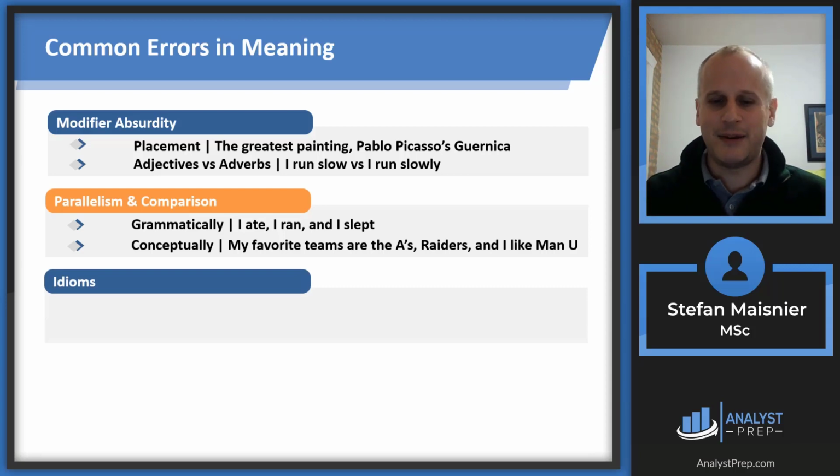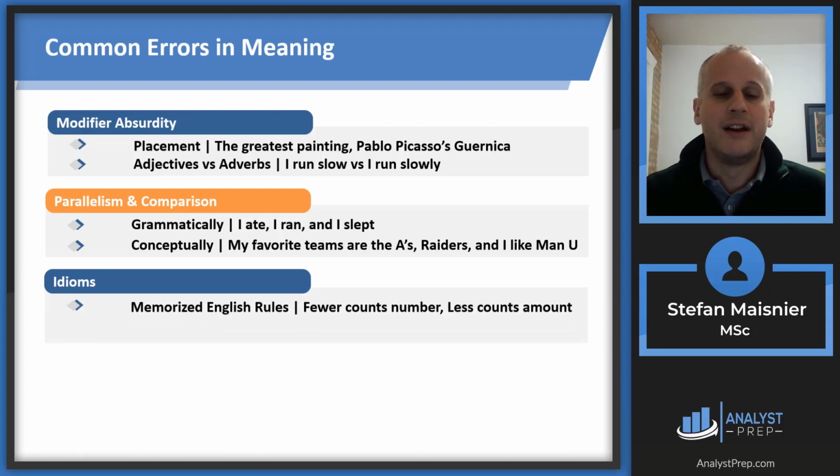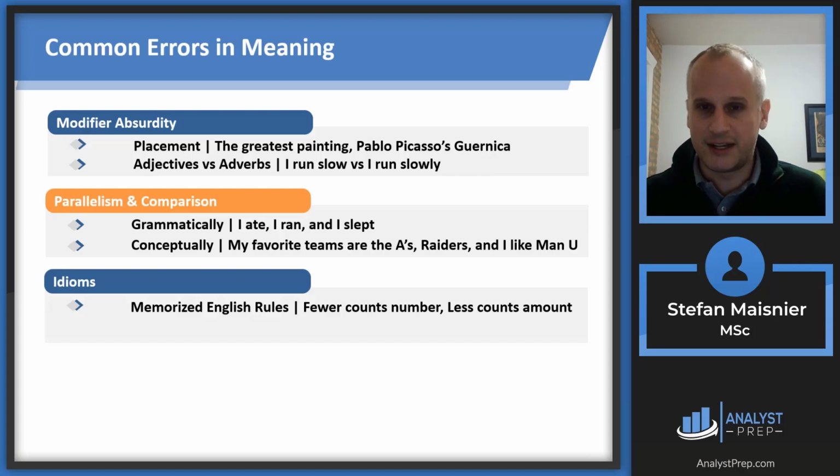And the last common error is probably the most difficult to deal with, which is idioms. So idiomatic rules are basically your memorized English rules. And for many GMAT test takers, they tend to be the first step of trying to just memorize your way to success. Unfortunately, it doesn't really work with great success because there are just so many of these rules, such as fewer counts number, less counts amount. So I can have fewer dollars than my neighbor, but I'd have less money because money is just an amount. Fewer would be the actual number of dollars. It's just the nature of English, and that's a rule that you either know or do not know.